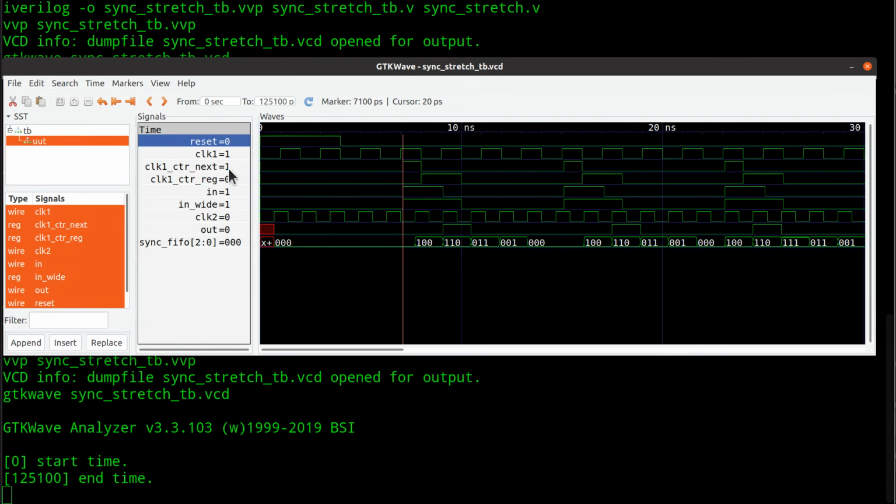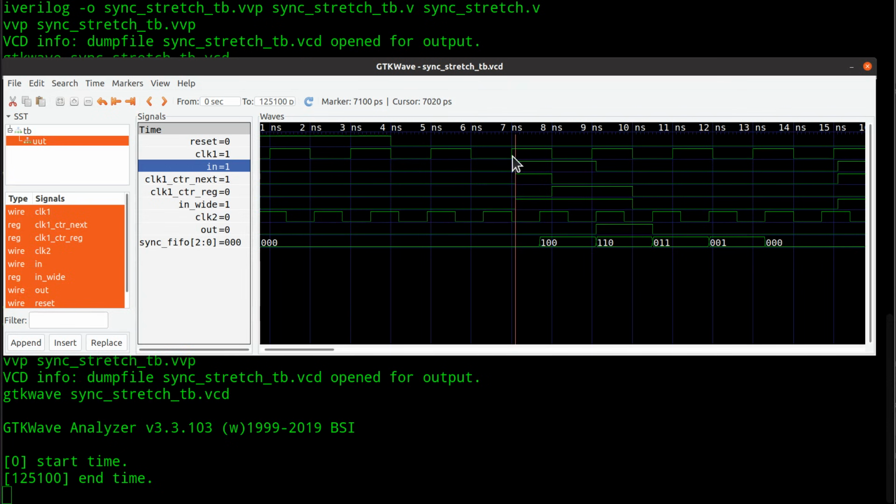This is broken. That's clock next. Here's in. Okay, fine. Get these where I can read them. Okay, there we go. He goes high as a result of this rising edge in the clock domain that feeds this circuit, okay? Then, since he's high, what happens? The counter goes on, in wide goes high along with this one, and he's going to go high for 1.5 periods instead of 2 periods.